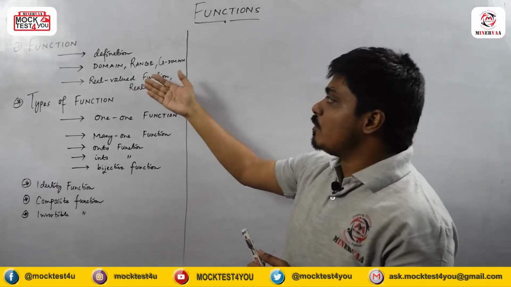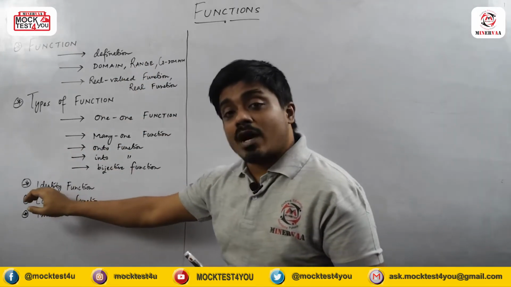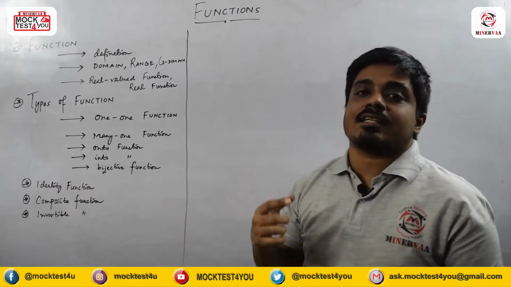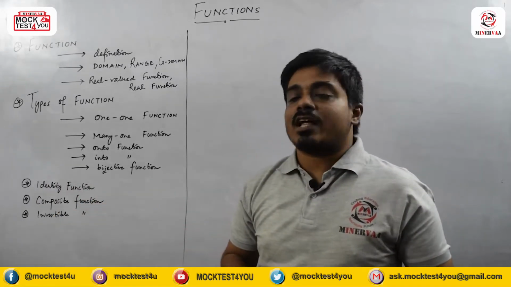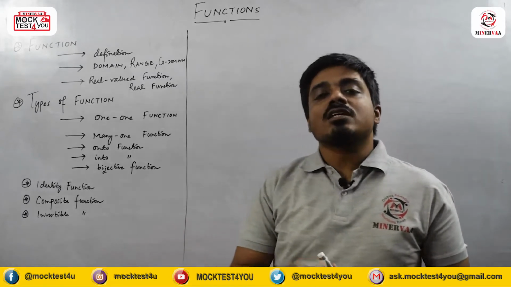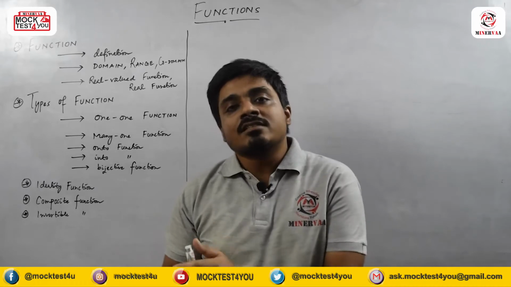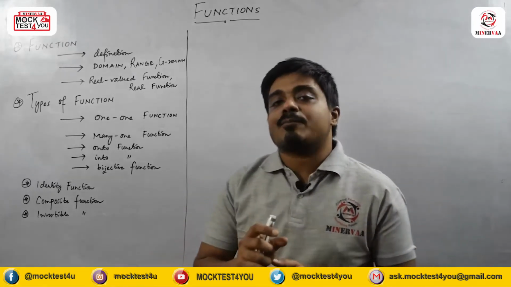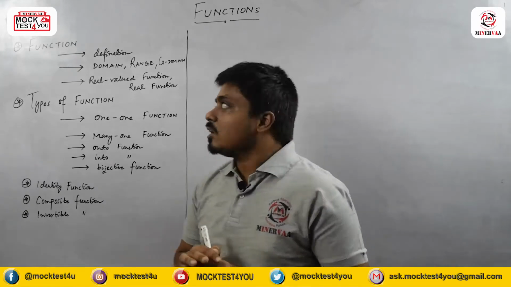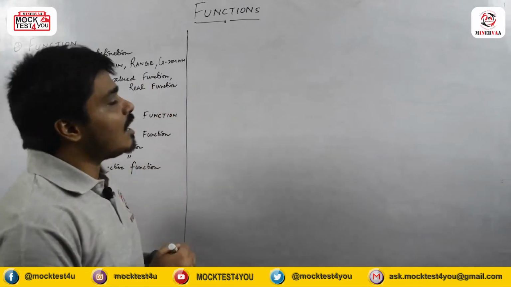And we have real valued functions, real functions. Then types of function: identity function, which you have already come across in class 11, then composite function and invertible function, and that will be the end. Now in your syllabus there are binary operations also. Since there is a syllabus reduction this year, I will not be covering that portion of the chapter.